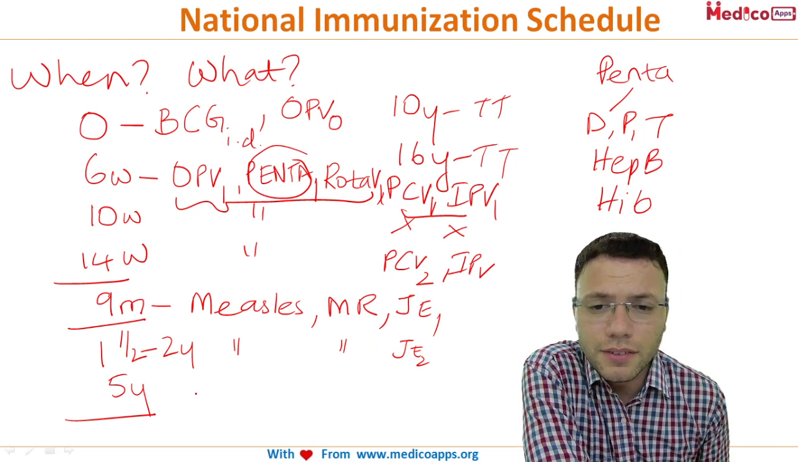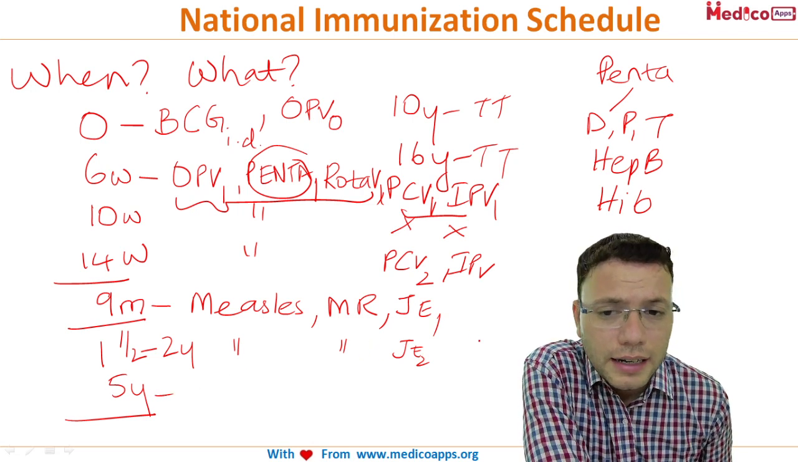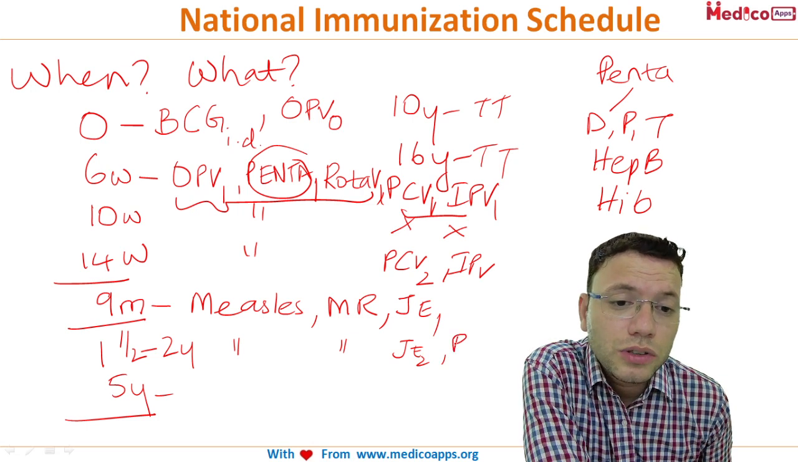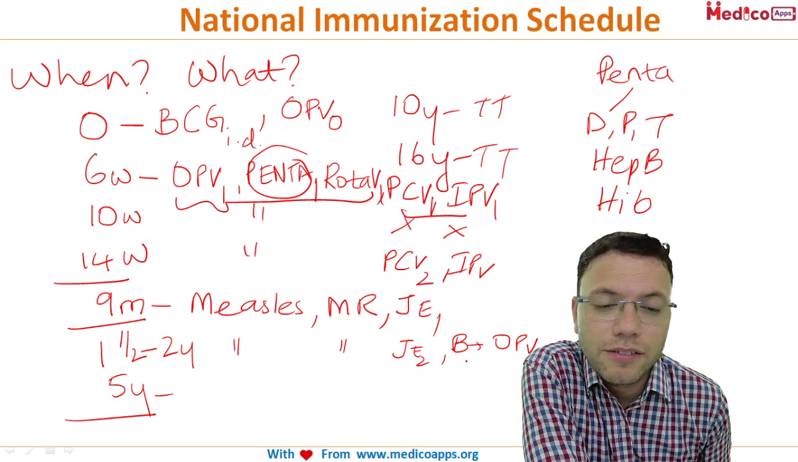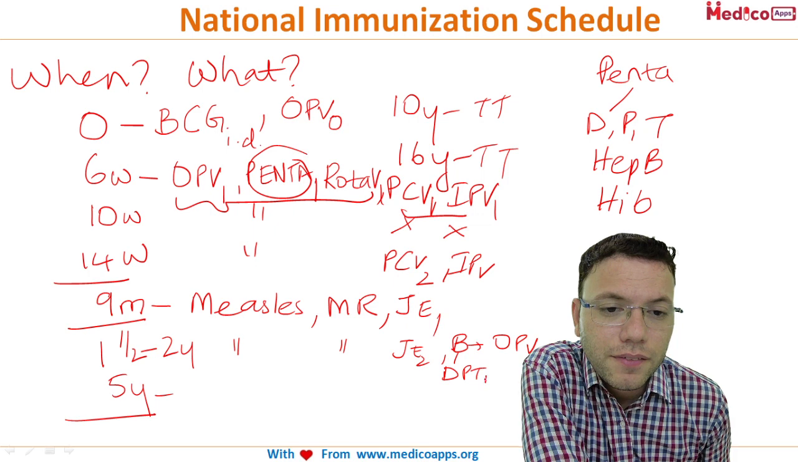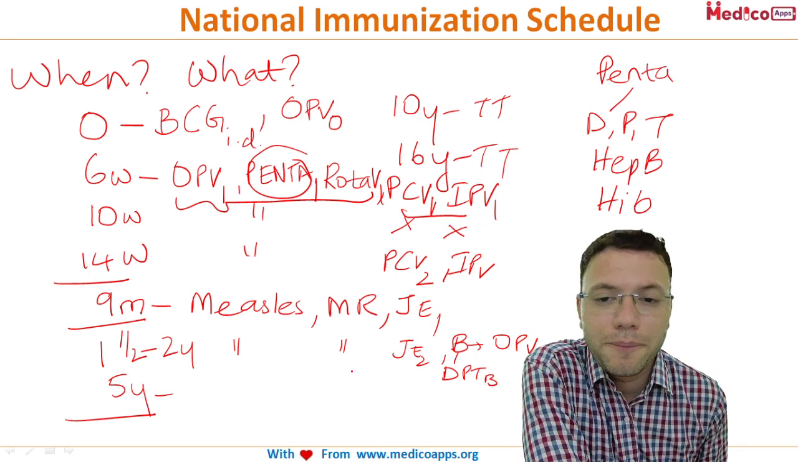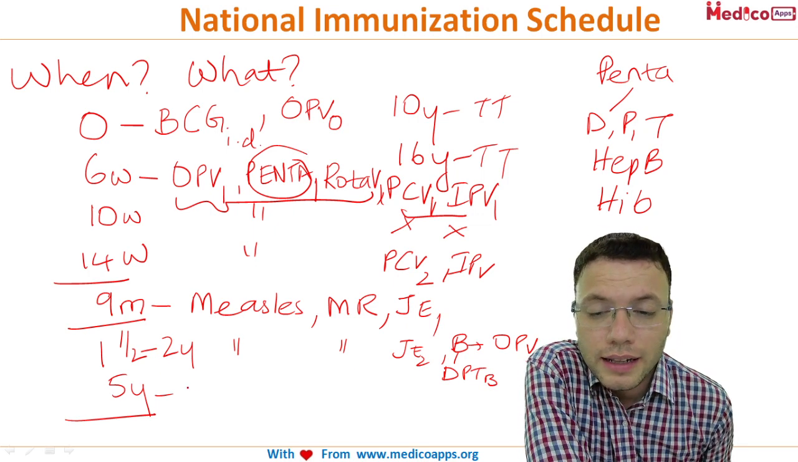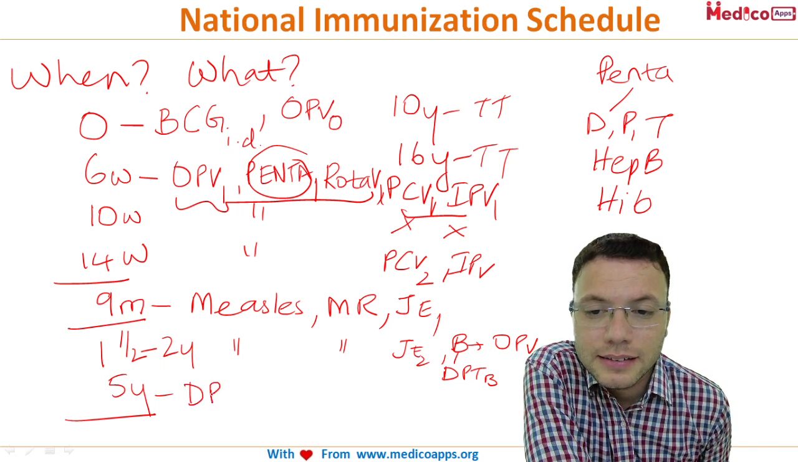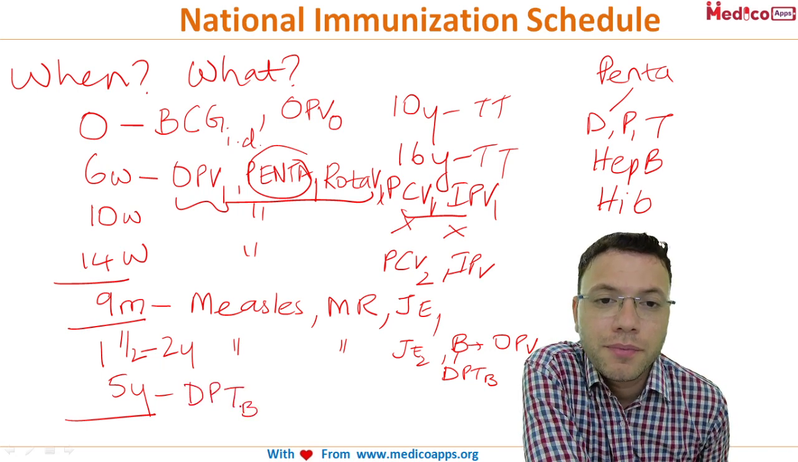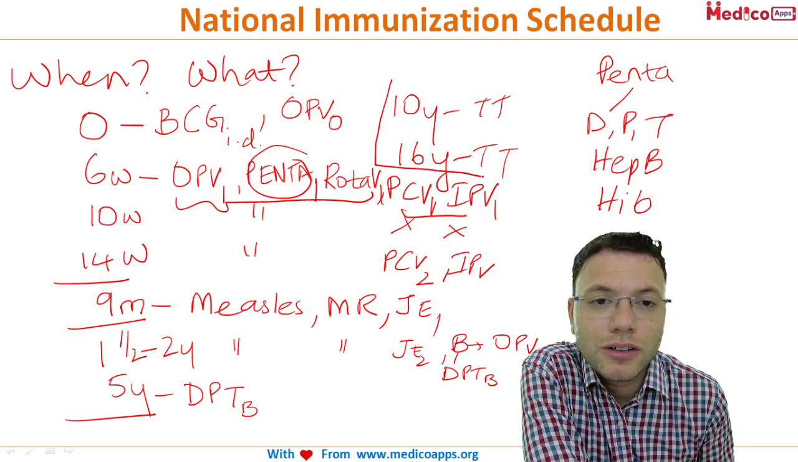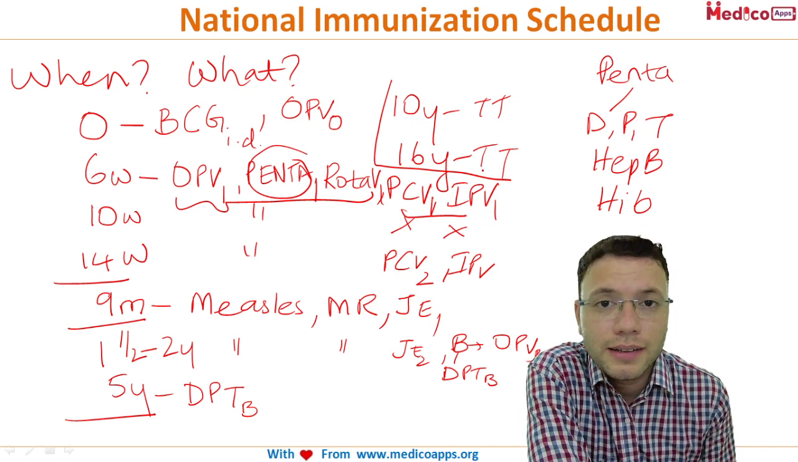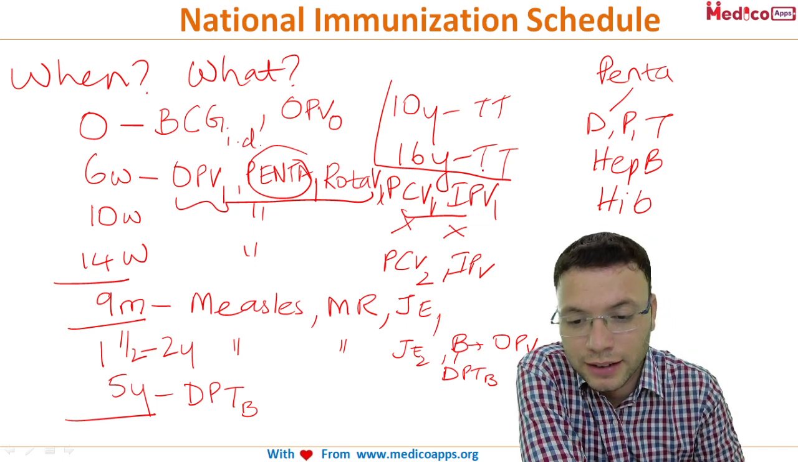Very easy. Now, in this second year, you also give booster doses of OPV and booster dose of DPT. Clear? At 5 years, you call them and give only one vaccine, that is DPT booster. At the 10th and 16th year, remember, TT is given. I hope now it is clear what you're giving and when you're giving it.